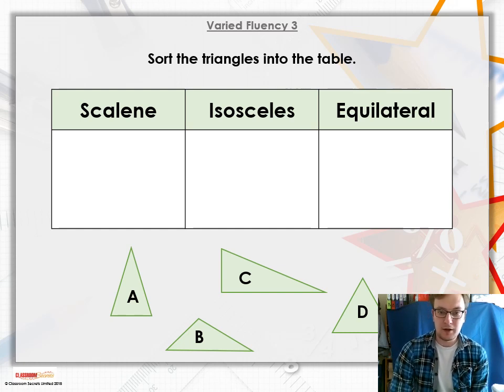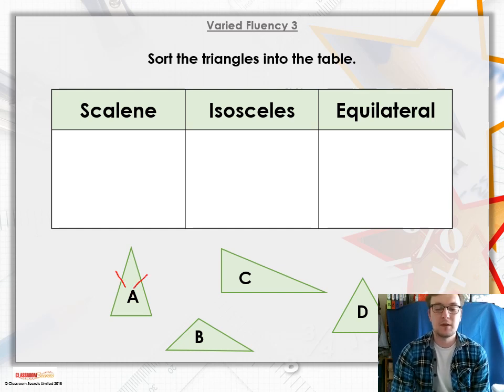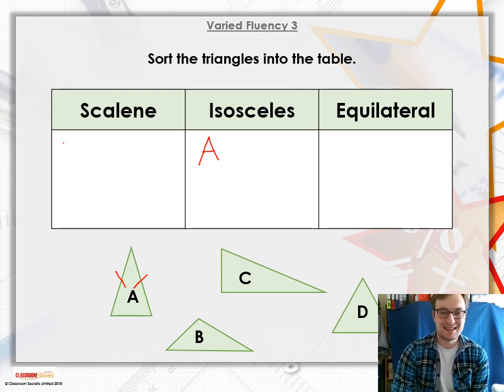Okay, so I've had a look at the triangles. I would say A, let's have a look. It's got two equal sides, very similar to some of the triangles we saw in the last one. So A is an isosceles triangle. Have a look at B. It's got three sides, but I would say they're all of different lengths. So I would say that B is a scalene triangle.